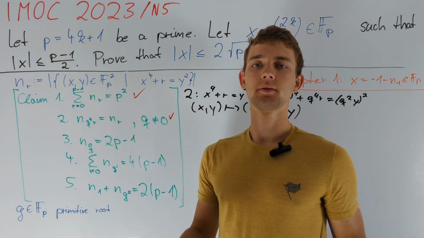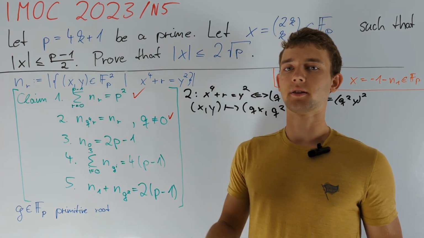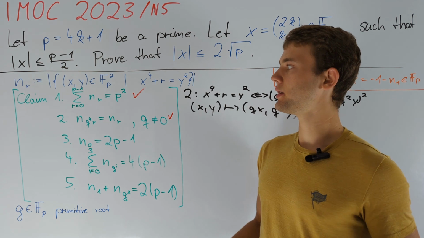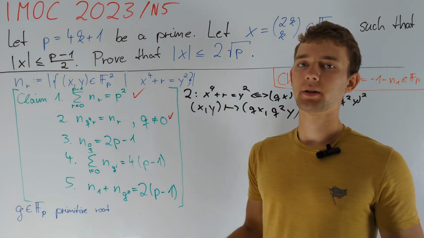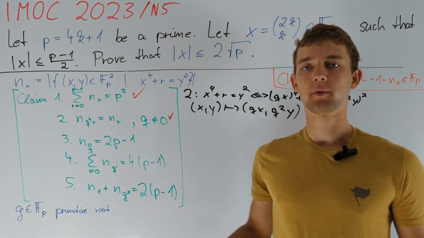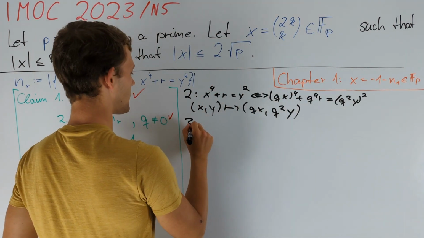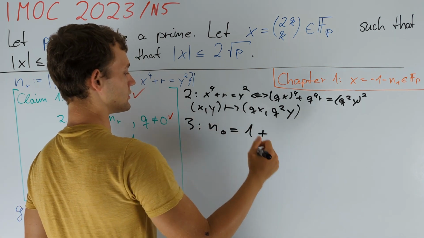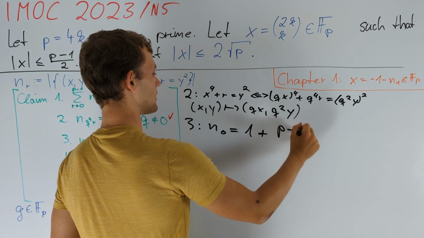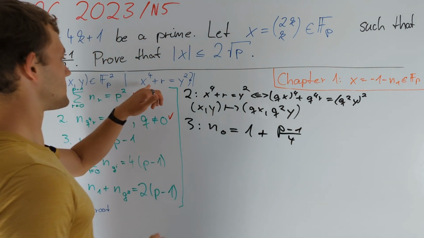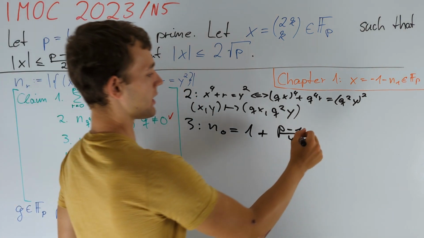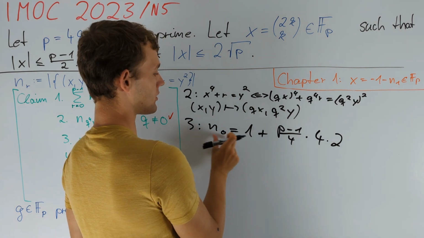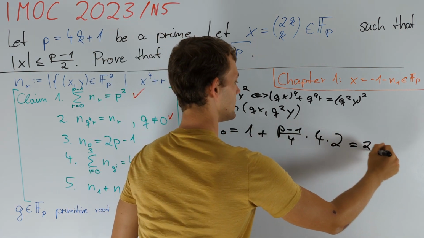Next, we want to prove that n0 equals 2p minus 1. We can see that this is not a hard quantity to count because we just have to go through all of the quartic residues modulo p and see how many values for x and how many values for y attain them. For the quartic residue 0, we only have one pair, x, y equals 0, 0. For all non-zero quartic residues modulo p, of which there are p minus 1 divided by 4, we get 4 possible values for x and 2 values for y, so we multiply with 4 times 2 to obtain that n0 is indeed equal to 2p minus 1.